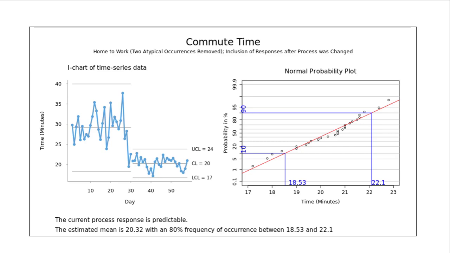Our commuter's new process, departing half an hour earlier, provided an estimated mean commute time of about 20 minutes with 4 out of 5, or 80%, between 19 and 22 minutes. This mean commute time is much shorter and with less variation than her past process of not departing earlier, which had an estimated mean commute time of 30 minutes and with 4 out of 5 commute times, or 80%, between 25 and 34 minutes.